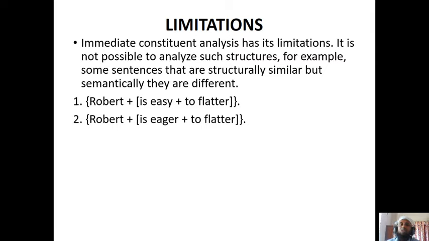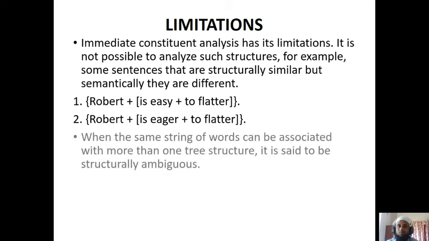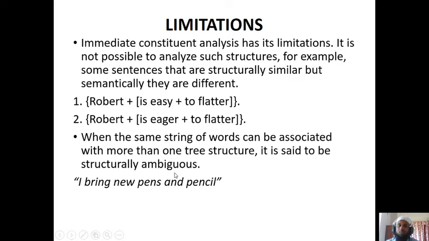But if we analyze these two sentences using immediate constituent analysis or tree diagram, we'll find that all these elements have the same relationship among them, but of course meanings are different. So it cannot get hold of the semantic aspect of the sentence. When the same string of words can be associated with more than one tree structure, it is said to be structurally ambiguous. So there can be some sentences which are structurally ambiguous.